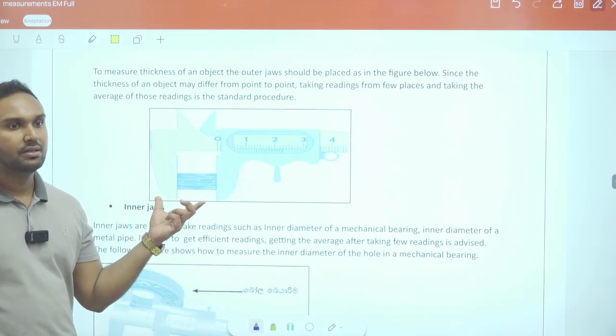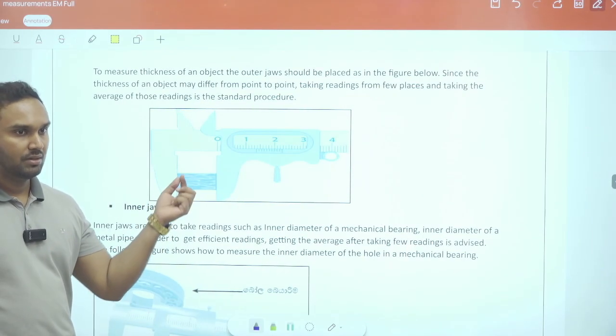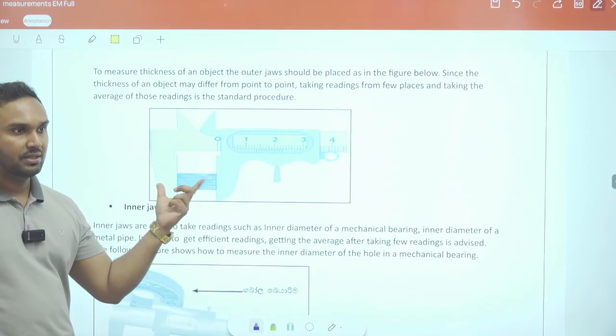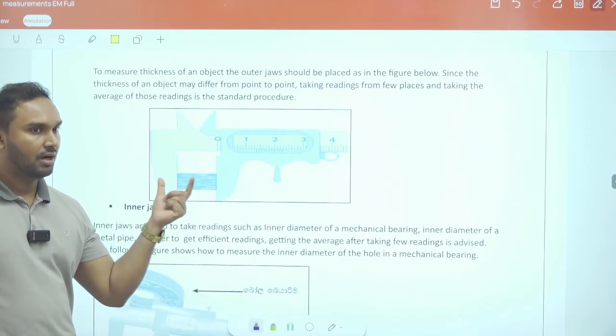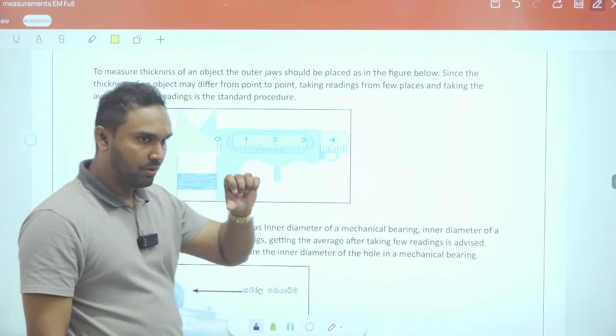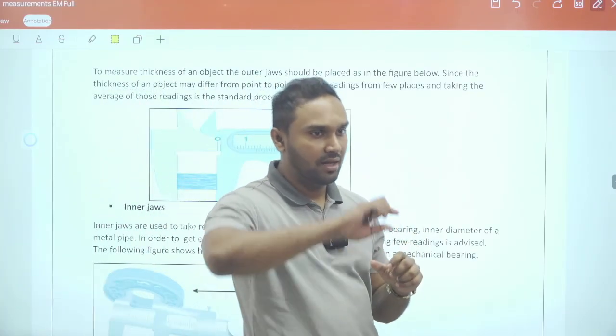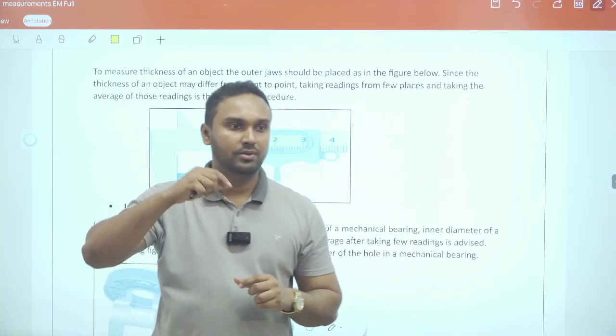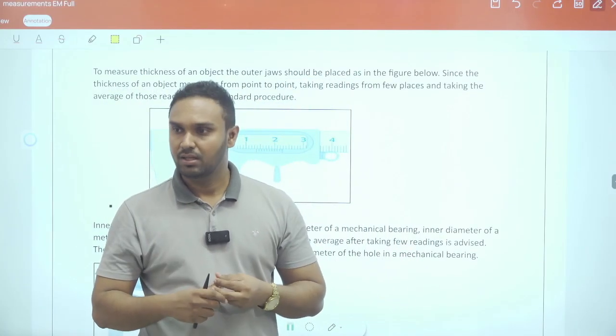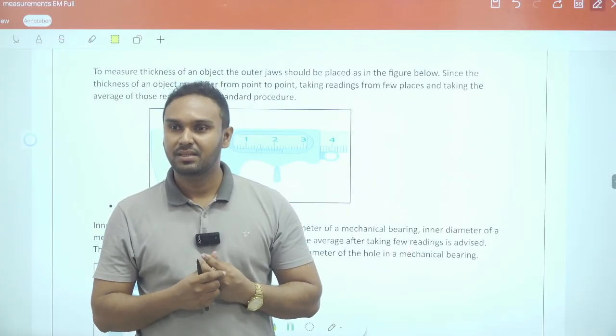How do you do it? Now you have the vernier. You take the object and you place it in between the outer jaws. Then you scroll it till it gets stuck, and you lock the screw and you take the measurement. Do it with something.